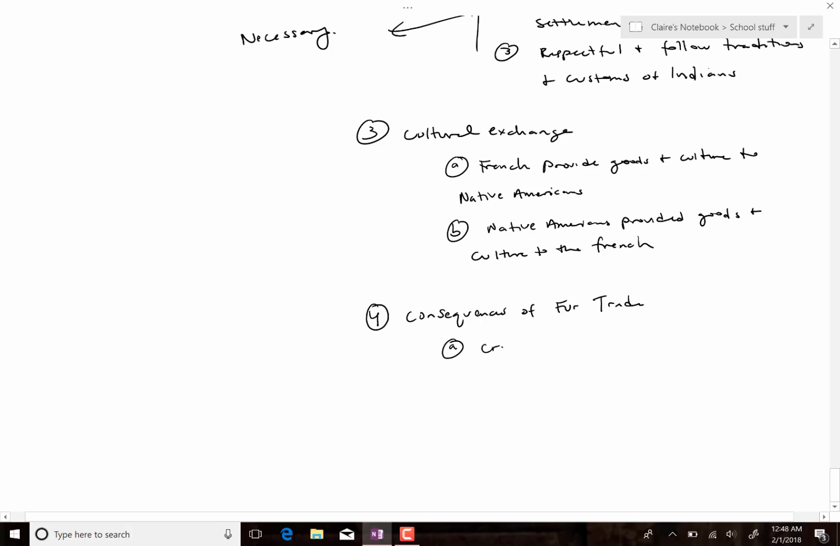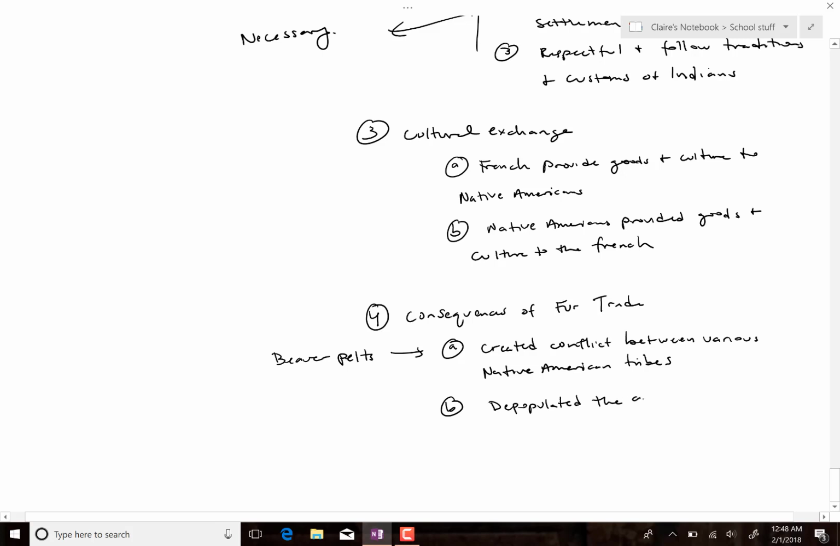The first is that it created conflict between various Native American tribes. And why it did this is because as they continued to hunt for beavers, largely beaver pelts, they actually depopulated the area of beavers. And so they had to go further in, which meant various tribes going into other tribes' territory, which led to conflict and war.